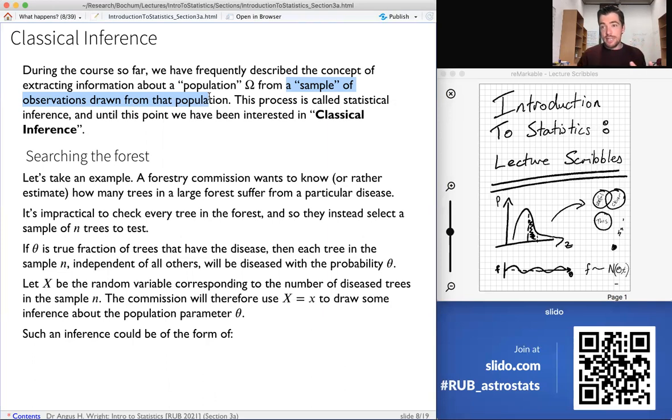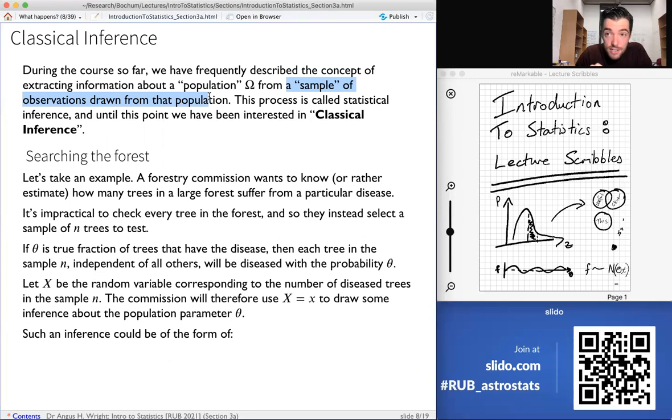So let's take an example. The example is that a forestry commission, a group that looks over and protects forests, wants to estimate how many trees in a particular large forest suffer from a particular disease.